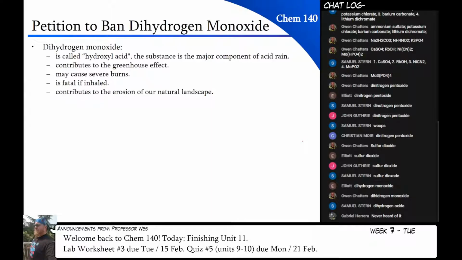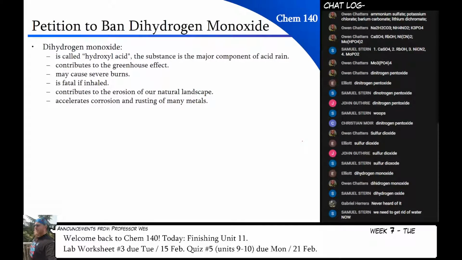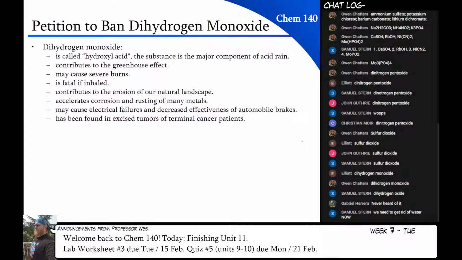If you have too much of it in a given place in the environment, it will cause erosion. So the landscape will greatly deteriorate by repeated exposure to this compound. It also accelerates corrosion and rust. It can cause your brakes to fail on your vehicle, and it can cause electrical shortages or outages. And every single person who has died from cancer has this in their body. It's been detected in every single person's body who has died from cancer.